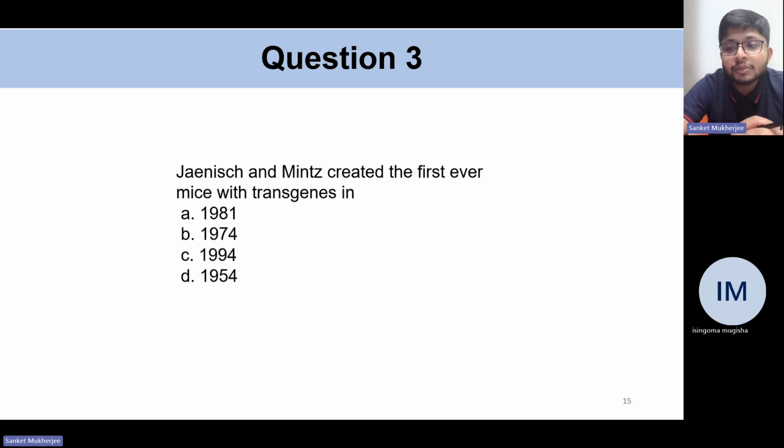Now, coming to question number 3, Jaenisch and Mintz created the first ever mice with transgenes in the year 1981, 1974, 1994, or 1954. So I'll give you a minute to think about it and then we'll discuss the answer.